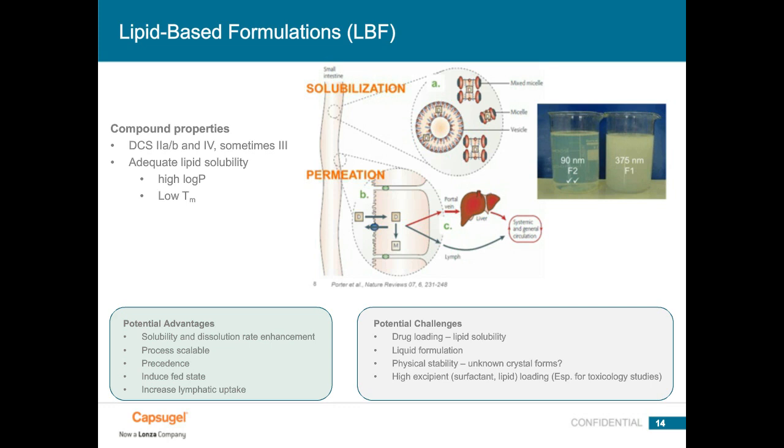The biggest challenge with lipid formulations, of course, is the limited compound space. The compound typically needs to be soluble in the lipid formulation, and we typically end up with either a liquid or a semi-solid formulation, which may be either a physical or chemical stability risk depending on the compound.